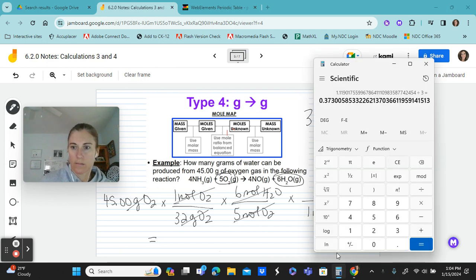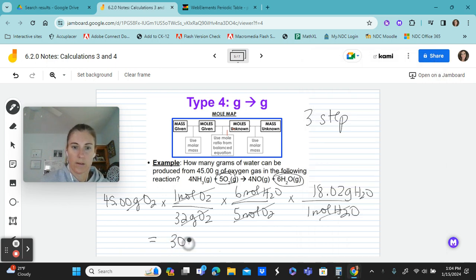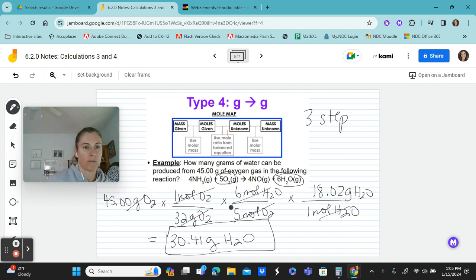All right, so 45 times 6 times 18.02 divided by 32 divided by 5. So we get 30.41 grams of water. So in theory, you should produce 30.41 grams of water if you start out with 45 grams of oxygen.